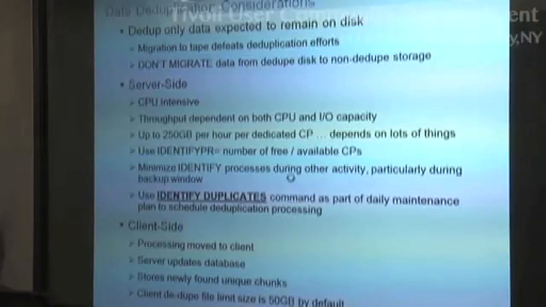And there is a file size limit. The default is 50 gig. So the idea is that for large files you may not want to use client-side dedupe. You can up that value, but 50 gigs is the limit.